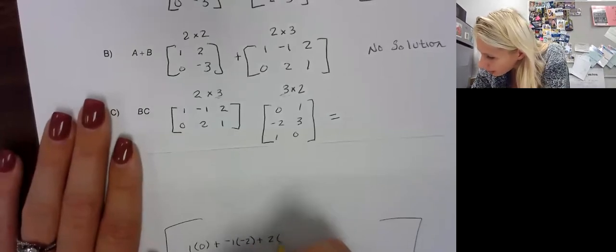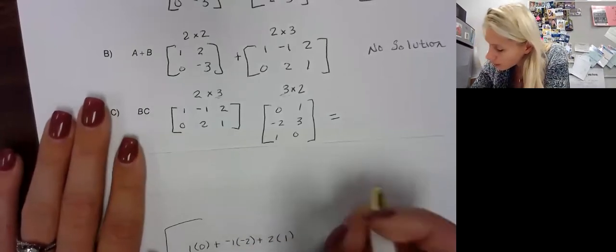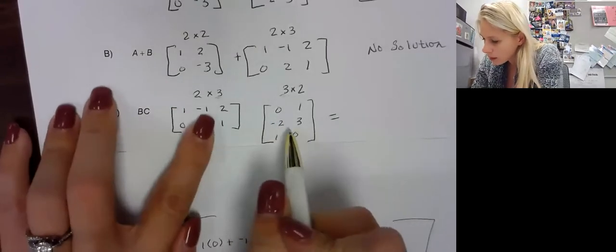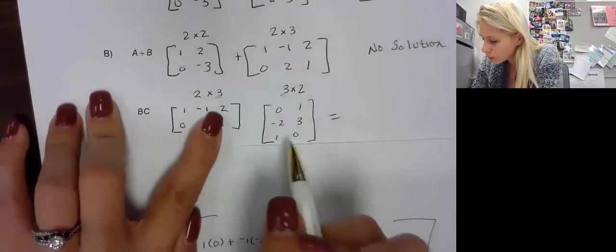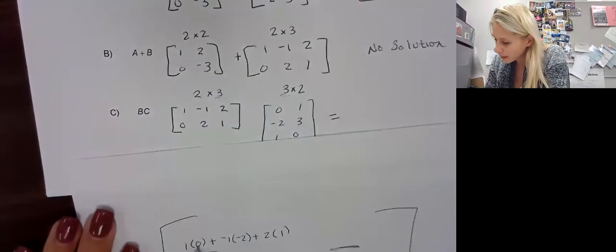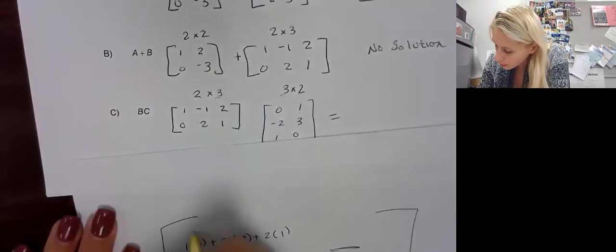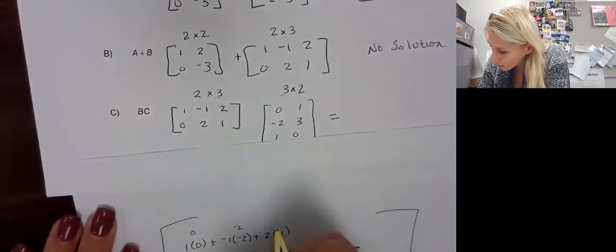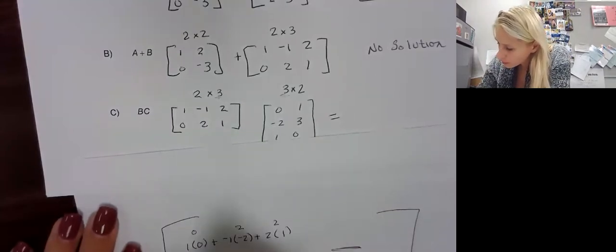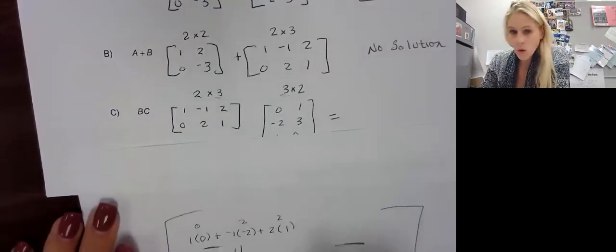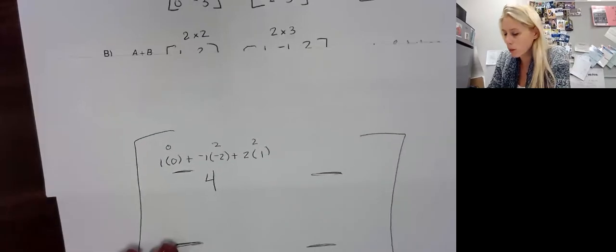2 times 1. Okay, again, 1 and 0, negative 1 and 2, 2 and 1. 0, 2, and 2. So right here, the element is 4. Sorry, you didn't get to see my work there.